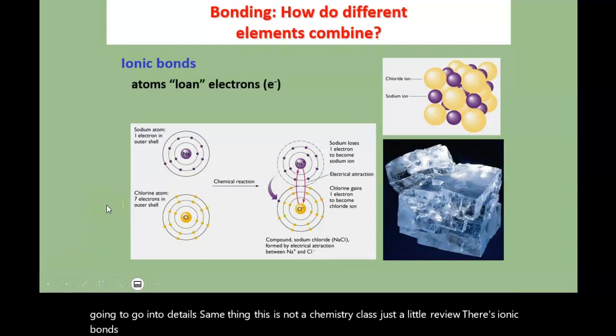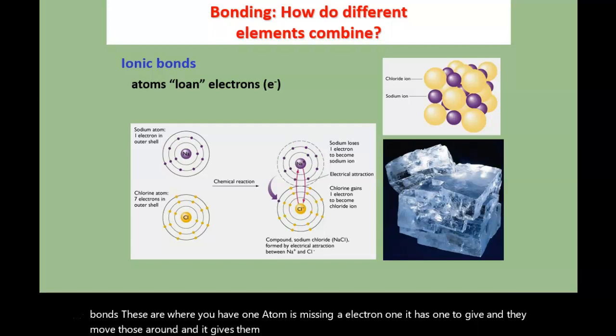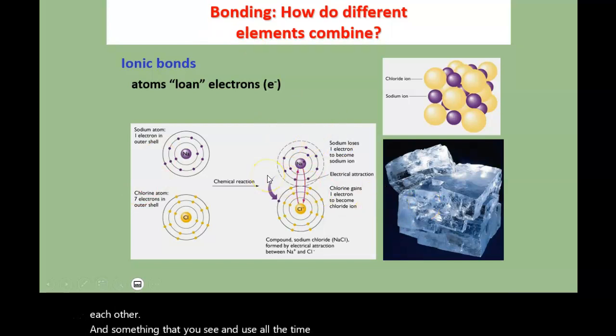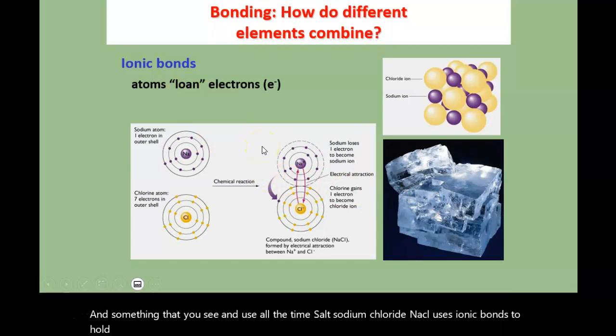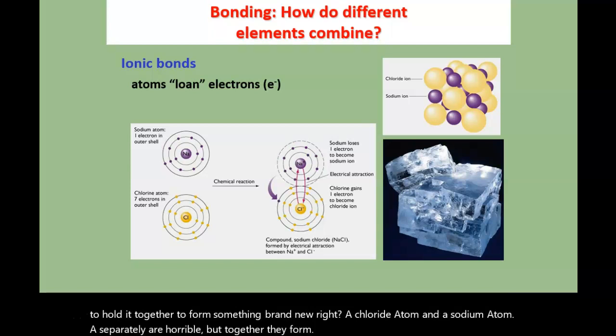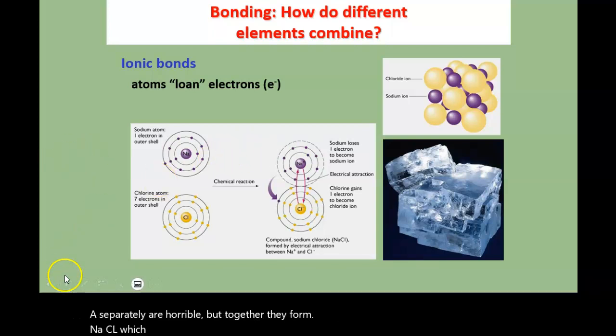There's ionic bonds. These are where one atom is missing an electron and one has one to give, and they move those around and it gives them a charge, and that charge makes them attract to each other. Something that you see and use all the time, salt, sodium chloride, NaCl, uses ionic bonds to hold it together to form something brand new, right? A chlorine atom and a sodium atom separately are horrible, but together they form NaCl, which is salt, which is yummy. So ionic bonds are one way we can hold things together.